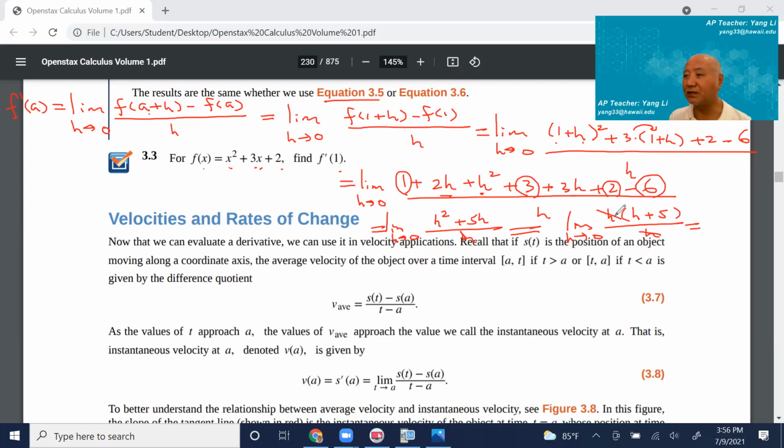If you plug in 0 here, the numerator is 0 and the denominator is 0. After you cancel this h and then plug in h equals 0, what do you have? 0 plus 5, that equals 5, right? So that's why we have this one equals 5, okay?